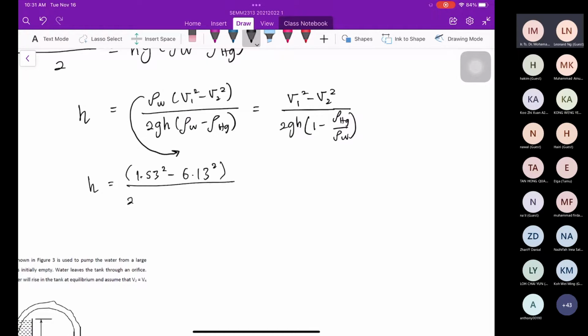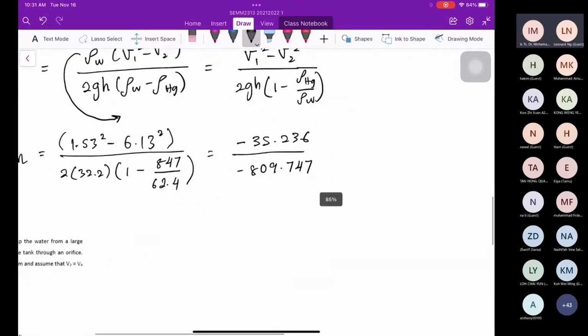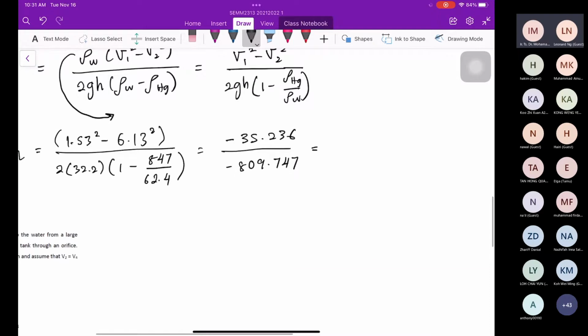Divide by 2. Gravity should be 32.2, yeah. And then 1 minus the density of mercury, which is 847, over the density of water, 62.4. You will get negative 35.236 divided by negative 0.809747. So the final answer would be 0.0435 feet.